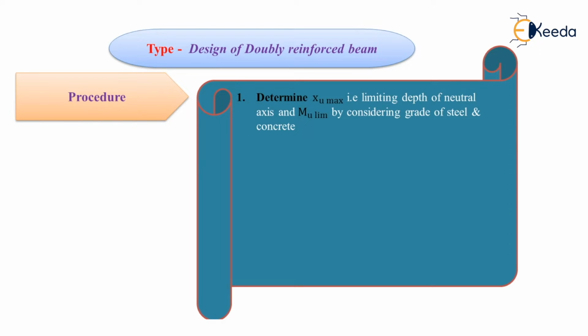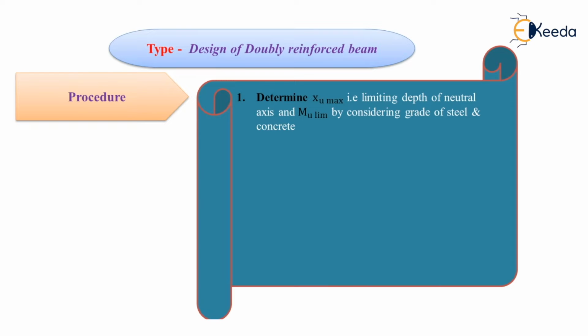We know the formula for Xumax. For Fe250 it is 0.53 D, for Fe415 it is 0.48 D, and for Fe500 it is 0.46 D. After determining the Xumax value, we will determine Mu limit by considering the grade of steel and grade of concrete.